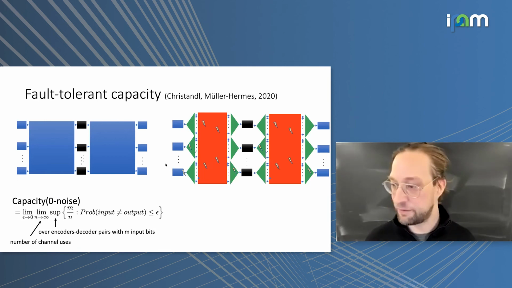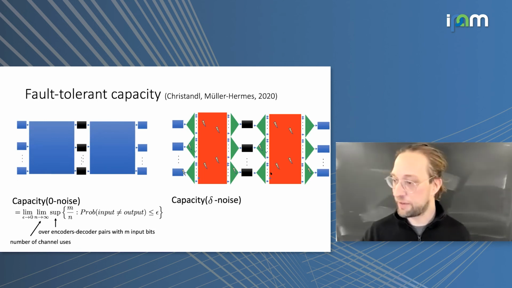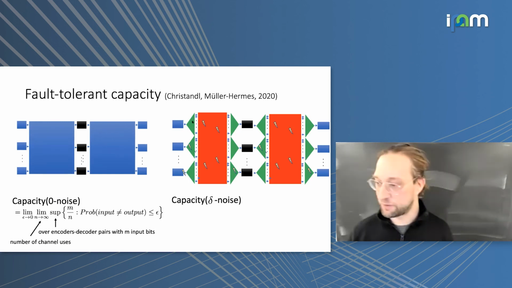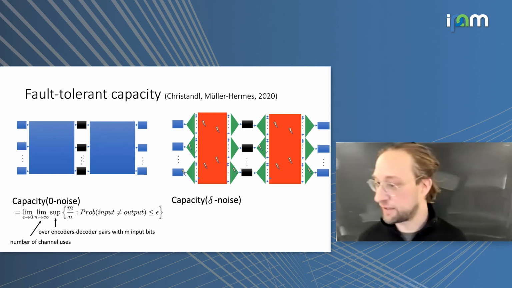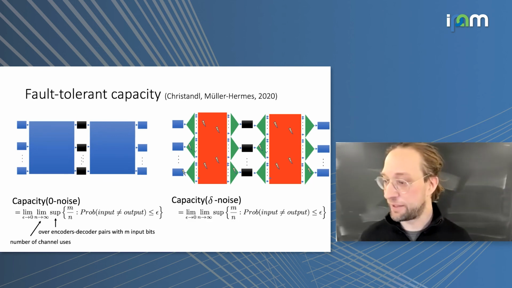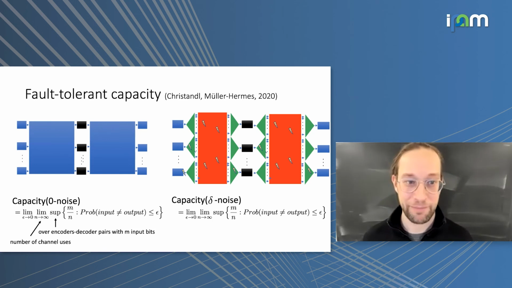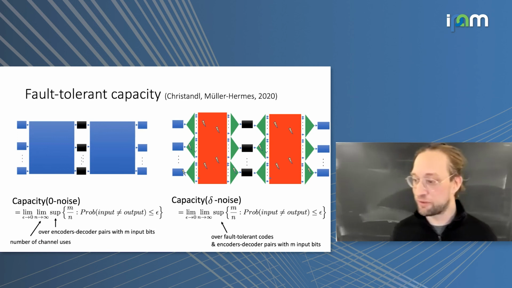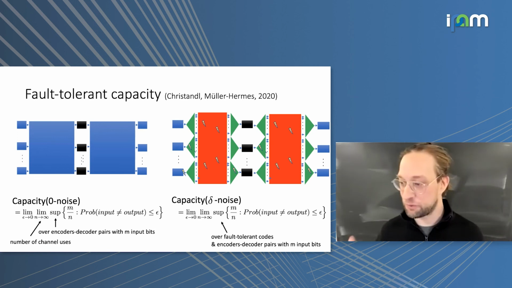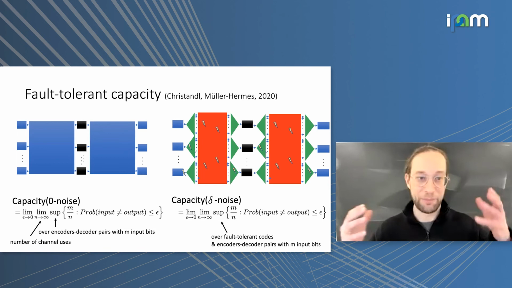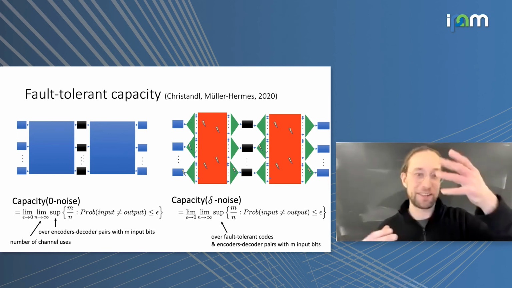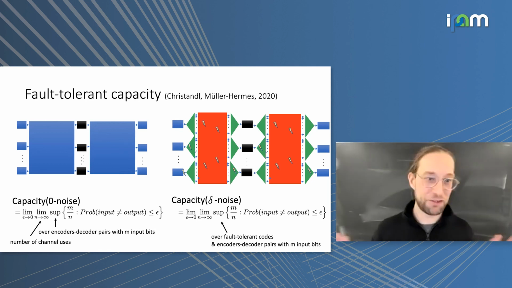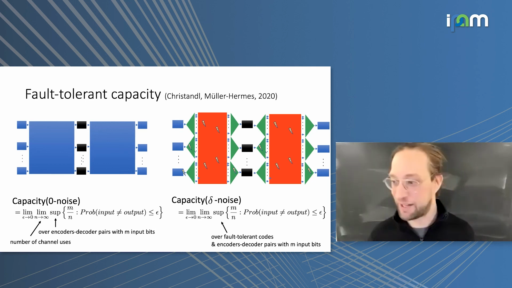The capacity for delta noise is now this setup. Actually, we don't have to have a product structure here for the green part, so you could be more general. It's just my picture that doesn't do that. It's just the same formula. The only thing is that the supremum now goes over fault-tolerant codes and encoder and decoder pairs, in which you encode the bits and attach the encoding and decoding procedure to them. So really it's just the same. It's just like we bring it together.